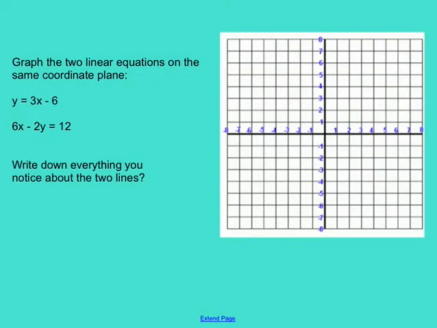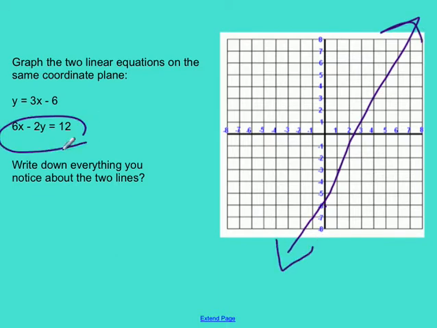So let's graph this other pair. We're crossing the y-axis at -6, and then we're going up 1, 2, 3, and over 1. We're going to plot that point, and then I'm going to connect those two points.